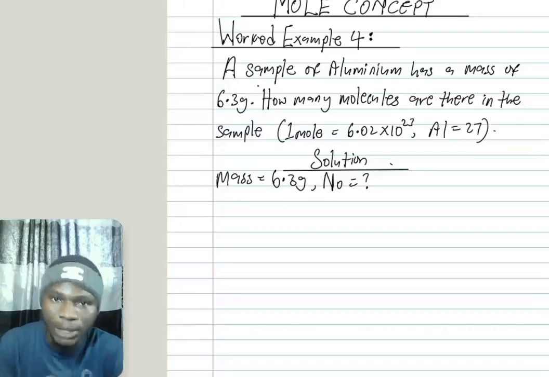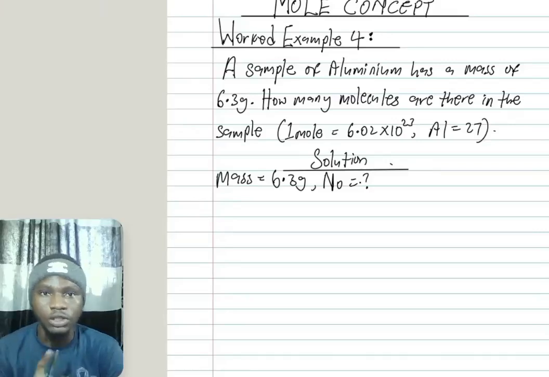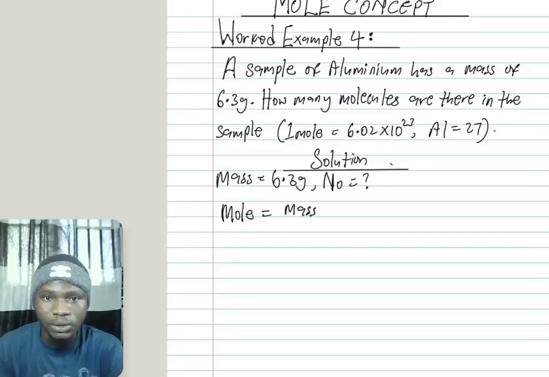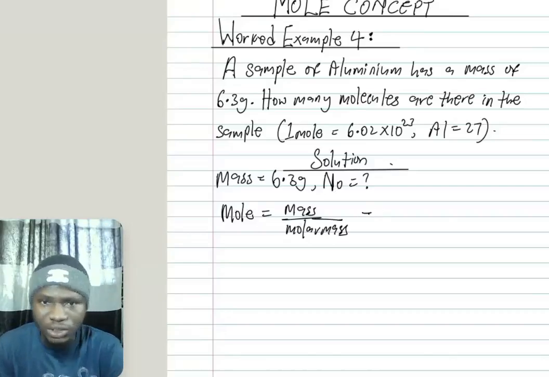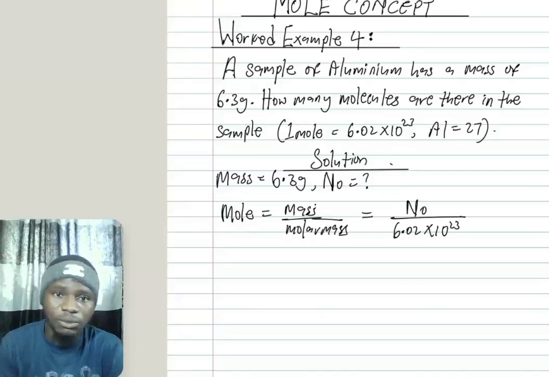Pay attention. The mass of aluminium given in this question is 6.3 grams, and we are asked to find the number of molecules. Did you know that whenever we have mass in gram, mole is equal to mass over molar mass? Are we together? Mass over molar mass. Also, whenever we have number of particles in chemistry, we can also say mole is equal to number of particles over Avogadro's number. Are we together? You can see these formulas are for mole.